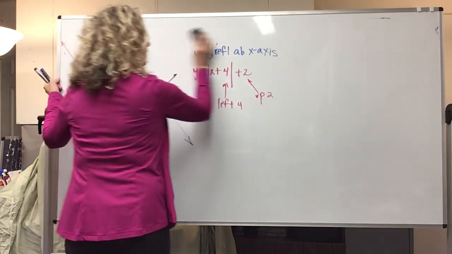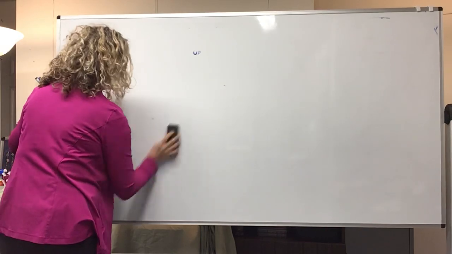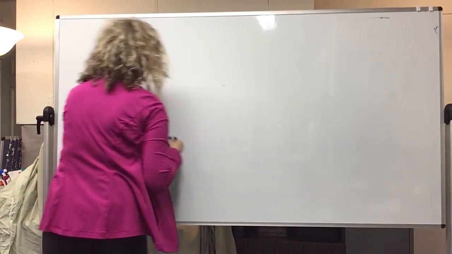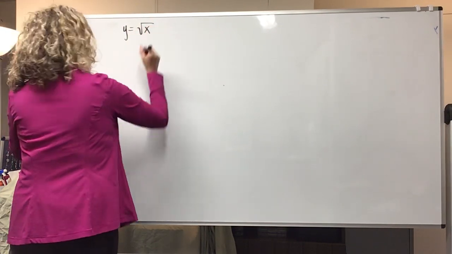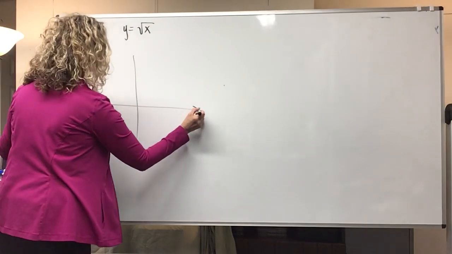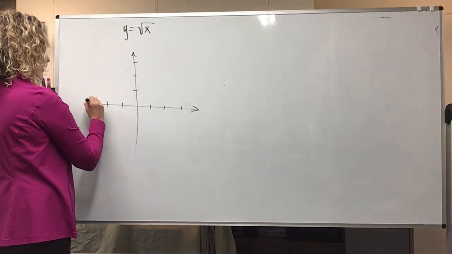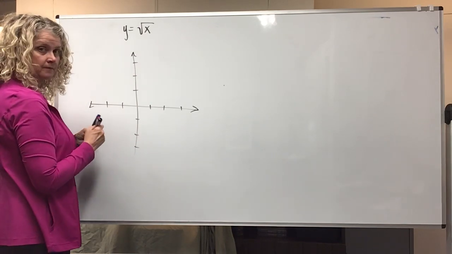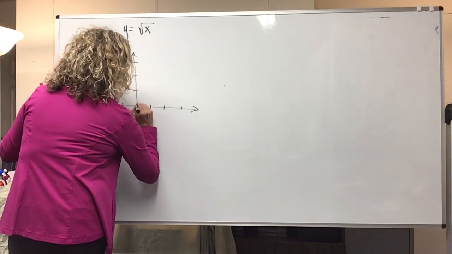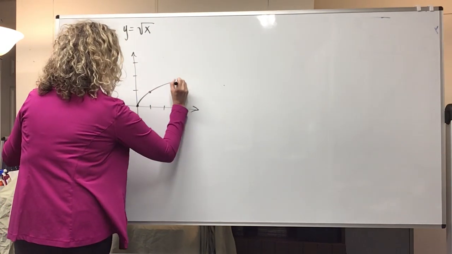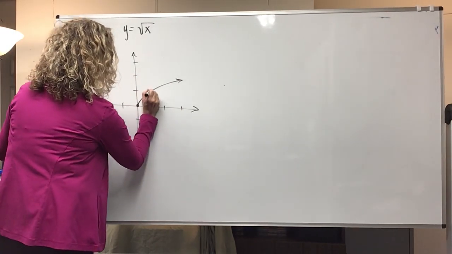If our parent graph were square root of x, that parent graph looks like 0, 0, 1, 1. And those are your reference points, 0, 0, 1, 1.